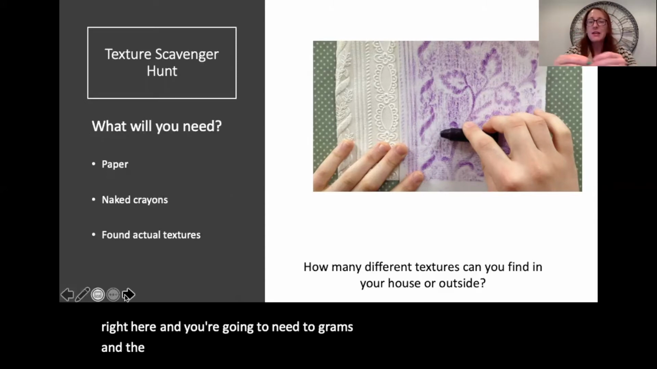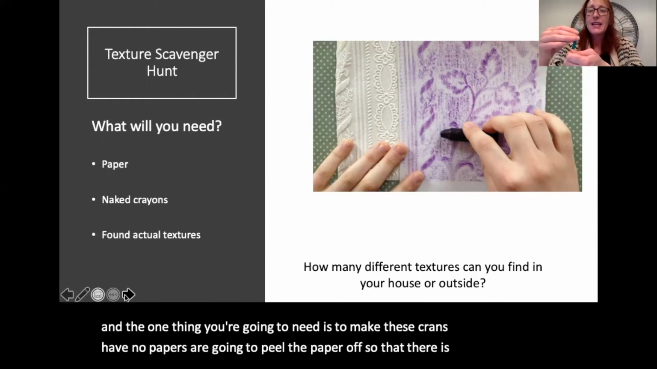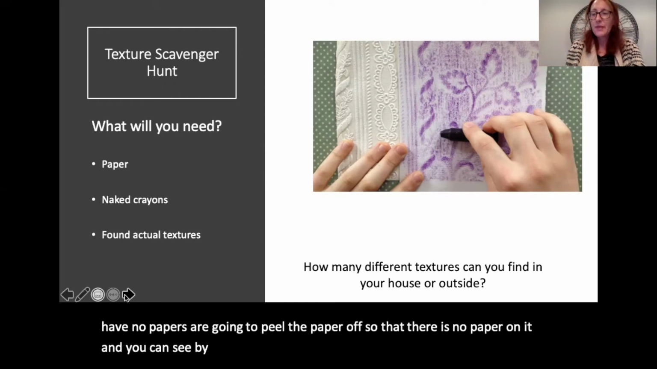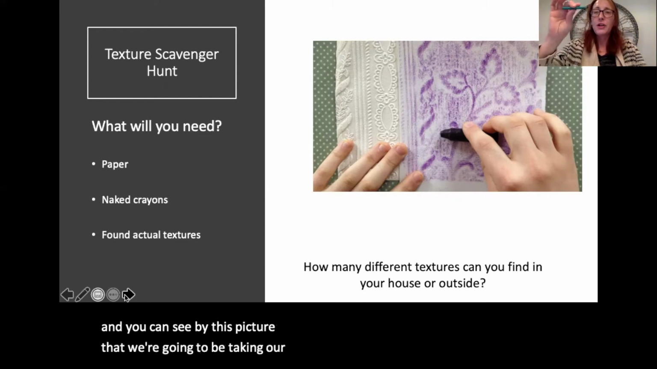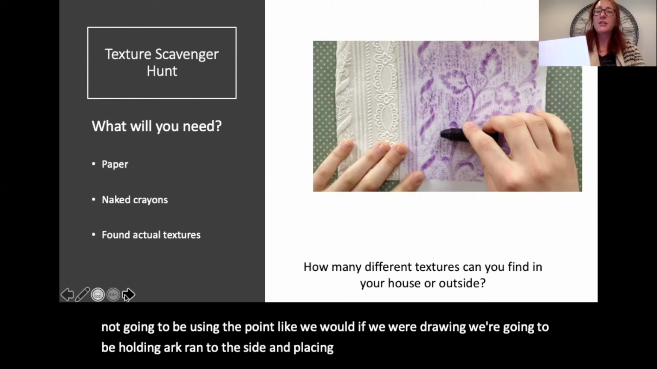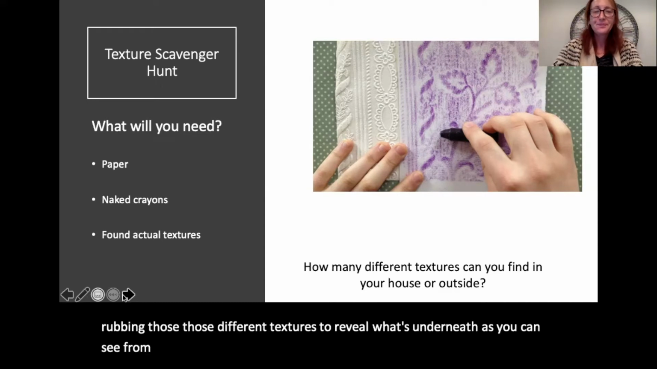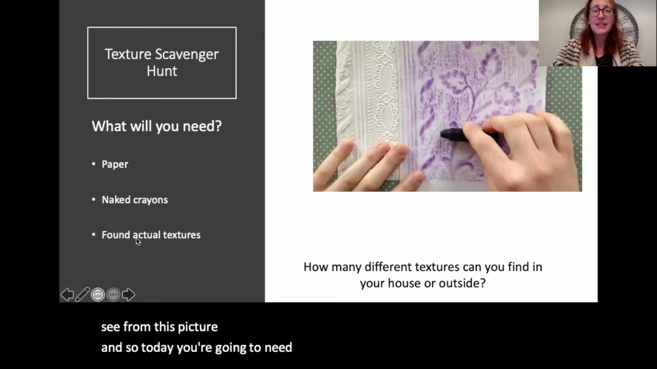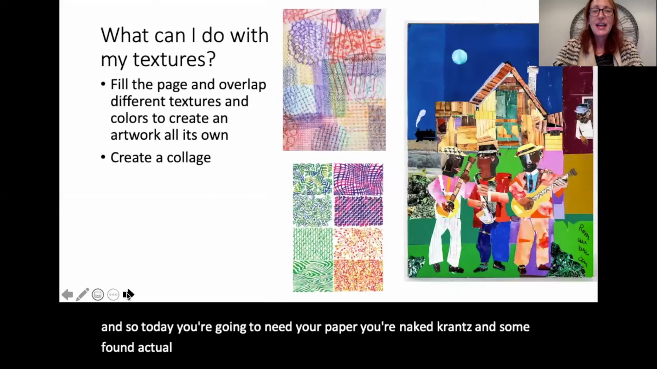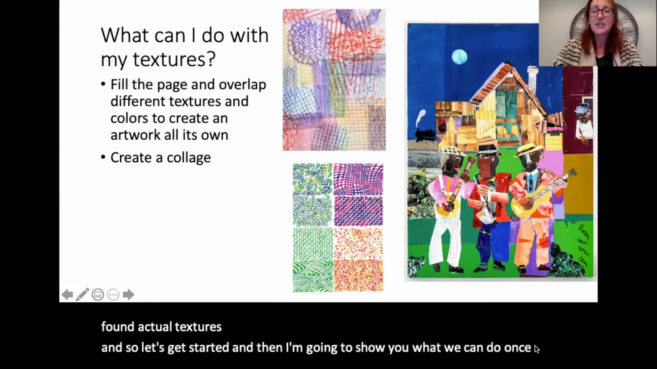And the one thing you're going to need is to make these crayons have no paper. So you're going to peel the paper off so that there is no paper on it. And you can see by this picture that we're going to be taking our paper and holding our crayon to the side. We're not going to be using the point like we would if we were drawing. We're going to be holding our crayon to the side and placing our paper over top of our texture and rubbing those different textures to reveal what's underneath, as you can see from this picture. And so today you're going to need your paper, your naked crayons, and some found actual textures. And so let's get started. And then I'm going to show you what we can do once we found all of these textures.